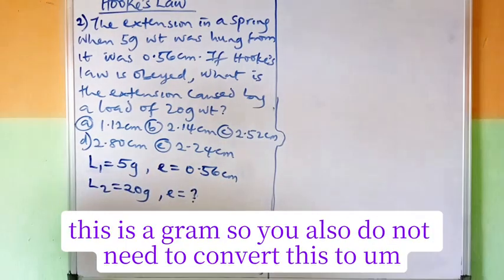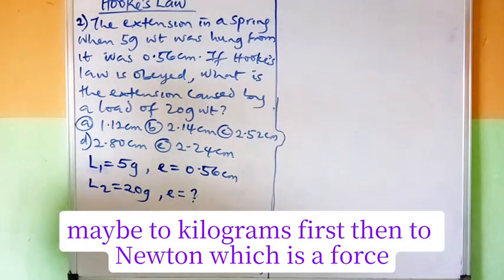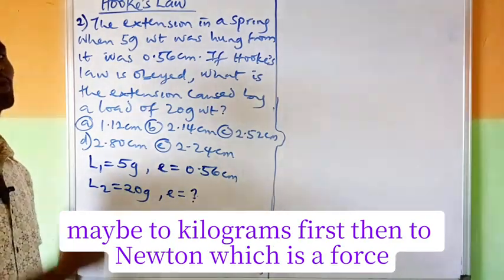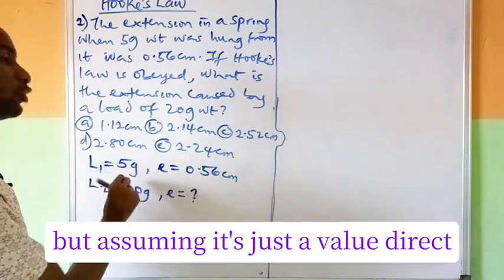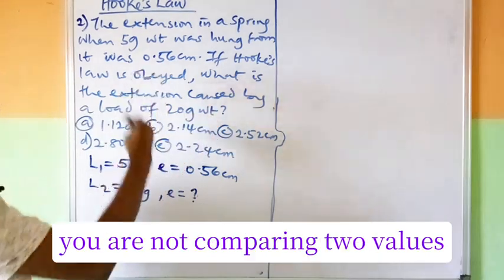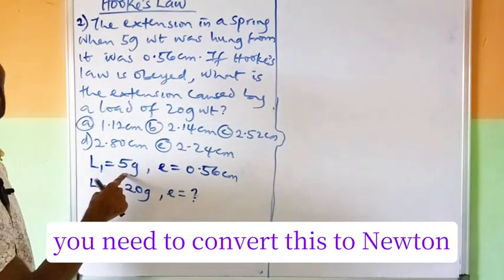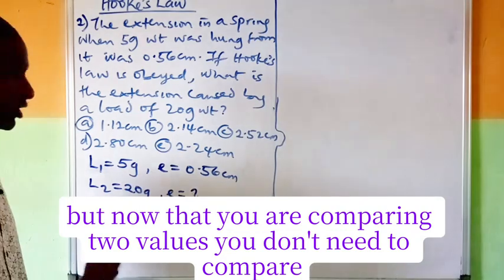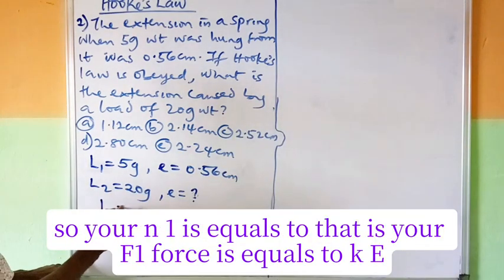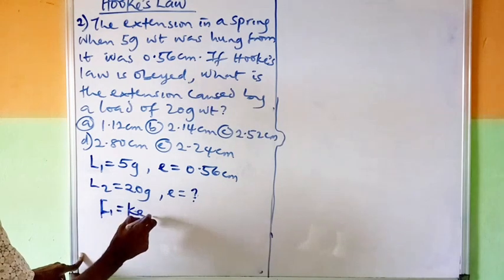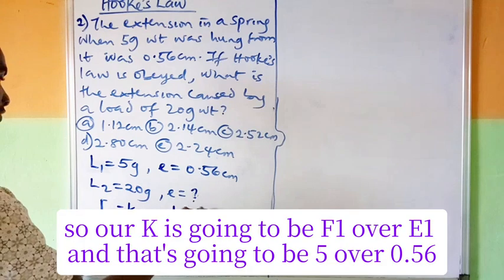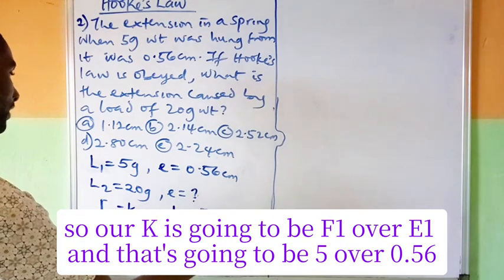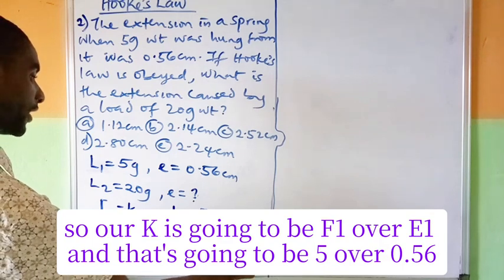So you also do not need to convert this to kilograms first, then to Newton, which is the force. If it's just a single value, where you are not comparing two values, you need to convert to Newton. But now that you are comparing two values, you don't need to convert. So your L1, that is your F1, force equals KE. So our K is going to be F1 over E1, and that's going to be 5 over 0.56.